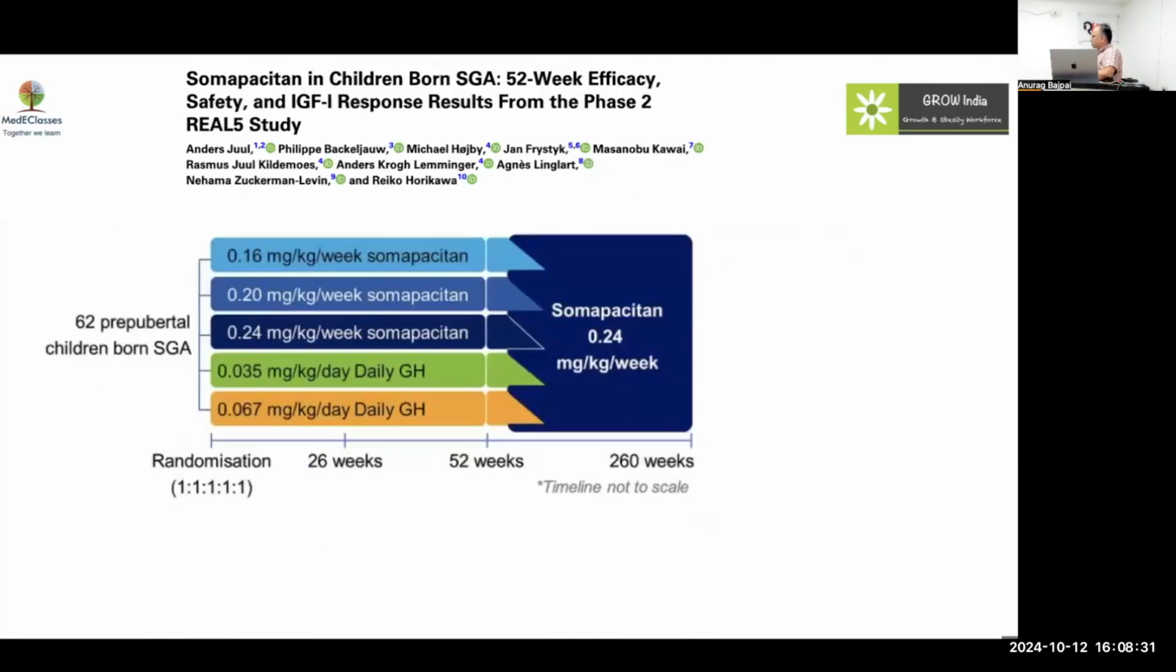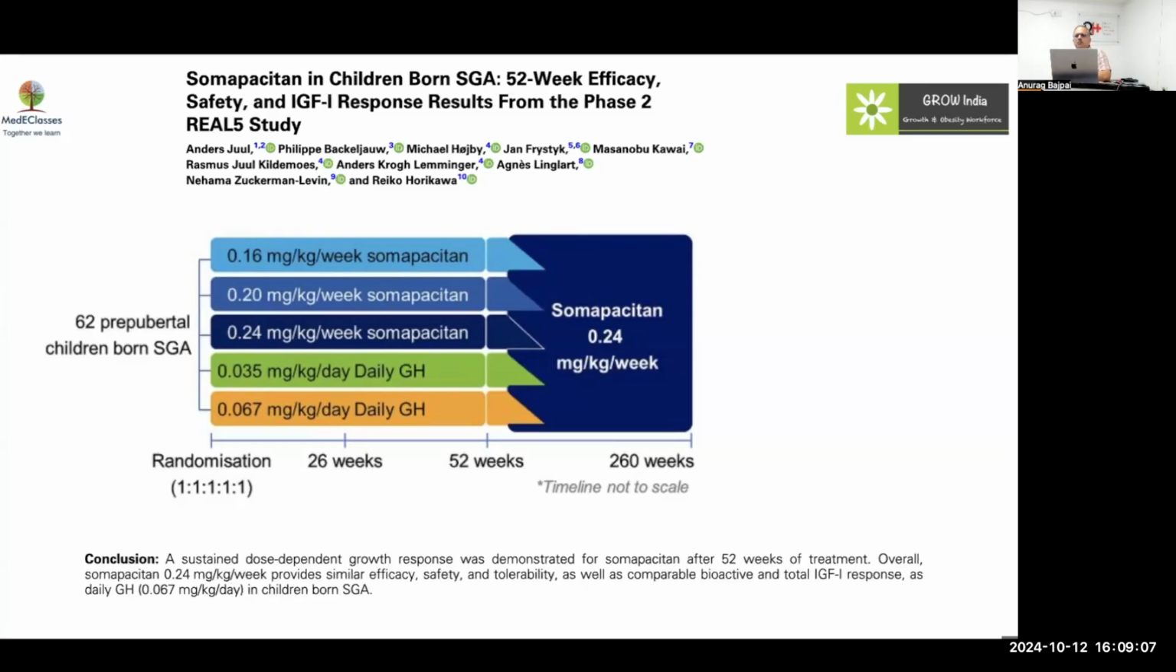Now, this one we have already discussed earlier, about a longer acting growth hormone preparation. This is somapacitan, a long acting growth hormone preparation from Novo Nordisk. This is basically derived by altering the binding to an albumin site, increasing its half-life. This was the REAL 5 data, and it has now come up in JCEM. What they found was that they compared 0.16, 0.2, and 0.24 milligram per kg per week to the conventional doses of growth hormone in the initial 1 year. And then they found that 0.24 was the right dose.